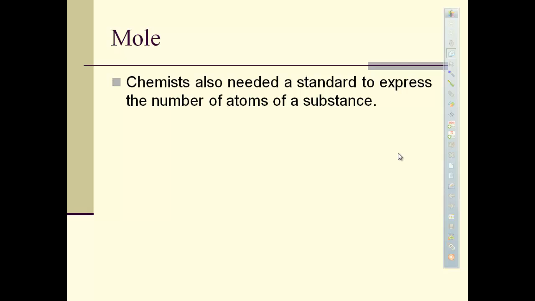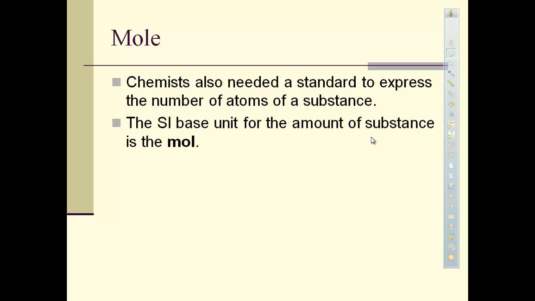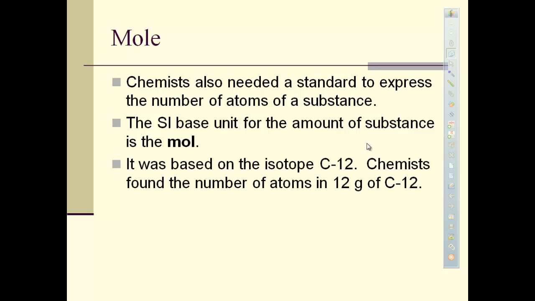Chemists also needed a way to understand or express the number of atoms for a substance. The SI base unit that we talked about back in chapter number 2 is the mole. It's the base unit for the amount of a substance. It was based on the isotope carbon-12. Chemists found the number of atoms in 12 grams of carbon-12. They knew, looking at carbon-12, that it had 6 protons and 6 neutrons. They knew that it had that number 12.